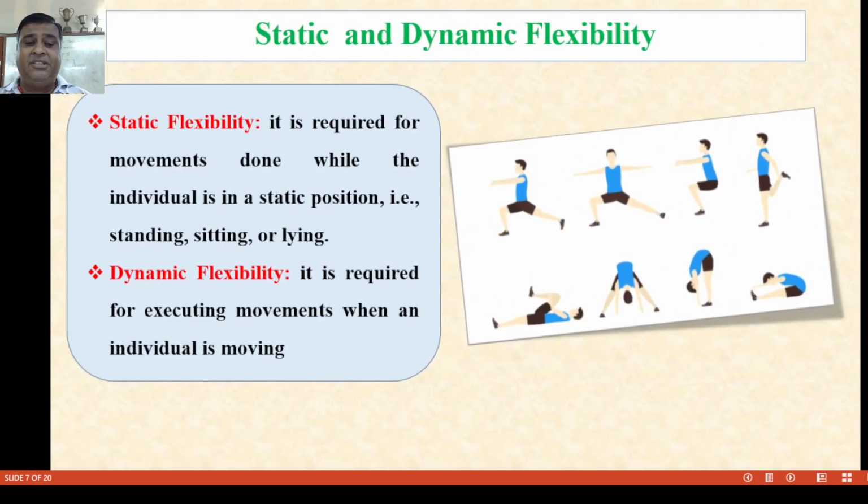Now the types of flexibility, that is static and dynamic flexibility. Static flexibility is required for movements done while the individual is in a static position, like standing, sitting and lying positions. Dynamic flexibility is required for any type of movement when the individual is in motion or moving positions.